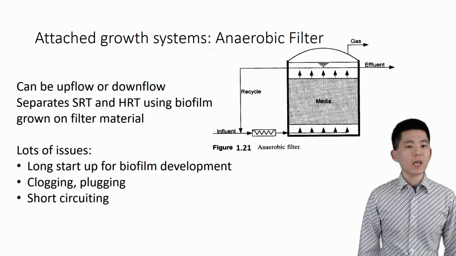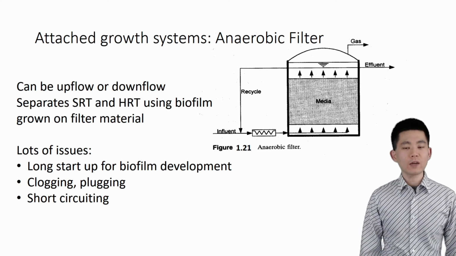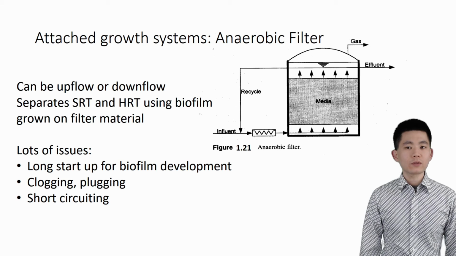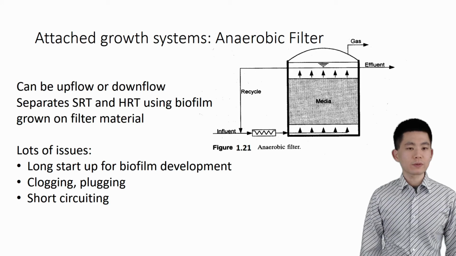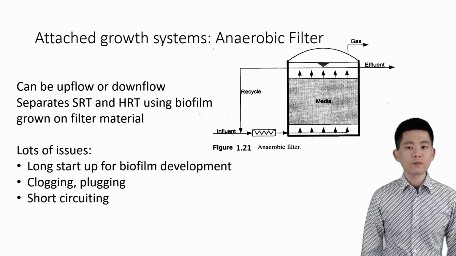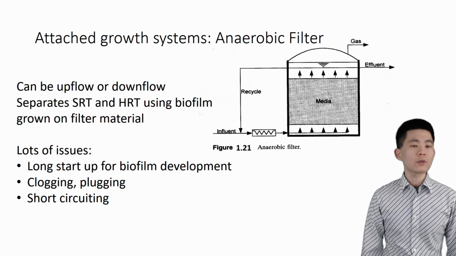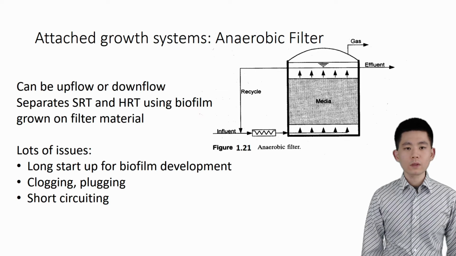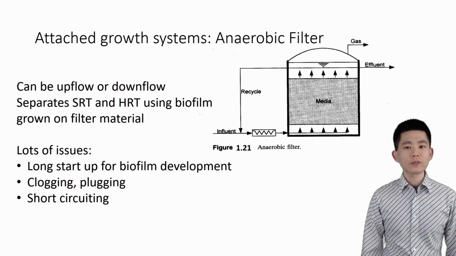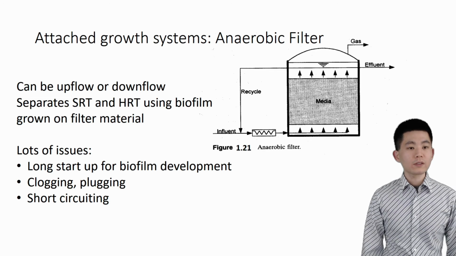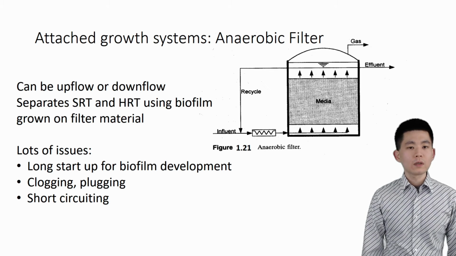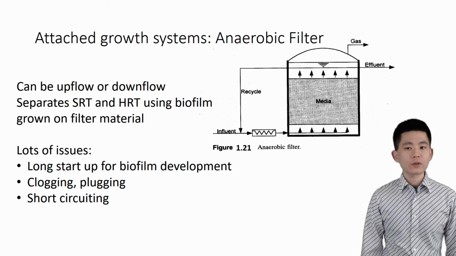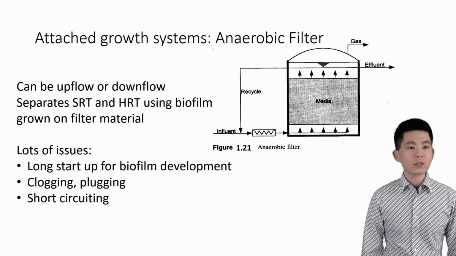Although biomass can be retained to achieve high quality effluent, there are a lot of issues with its operation and performance. A long startup time is often needed for biofilm development, although it can be shortened if the right inoculum is used. Also, there are a lot of uncertainties in hydraulic conditions and the development of biofilm, which can lead to clogging and short-circuiting within the filter, reducing its performance.